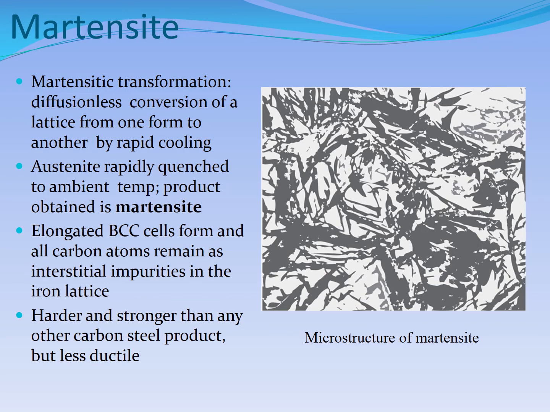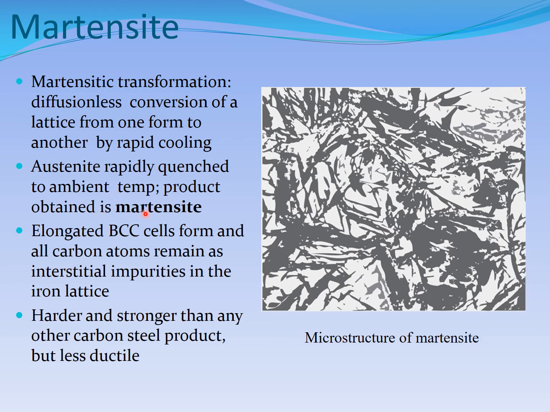So now the martensite phase. Under the microscope at high magnification, martensite looks like this. Martensite, right? Martensitic transformation is the diffusionless conversion of a lattice from one form to another by rapid cooling. Normally it is homogeneous, it diffuses into the other phase. Here it is rapid. Austenite, rapidly quenched to ambient or room temperature.